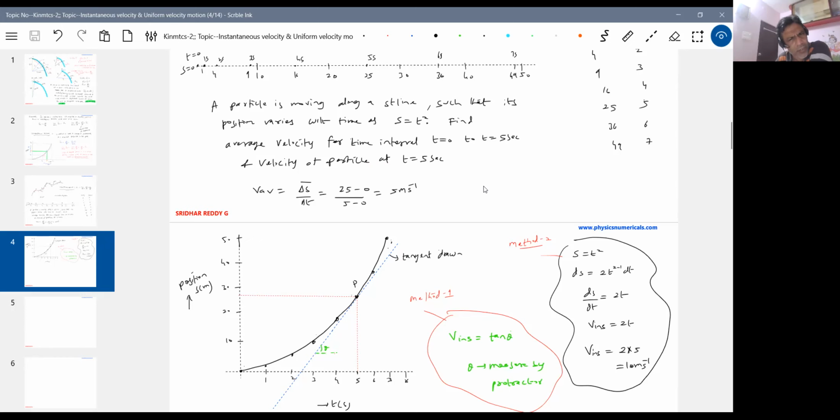How to calculate average velocity? We know it is displacement by time taken. In 5 seconds, what is the displacement? At t equals 0, it was at the origin. After 5 seconds, it was at 25 meters. So 25 minus 0 by 5, that is 5 meters per second. Average velocity, there's no problem.